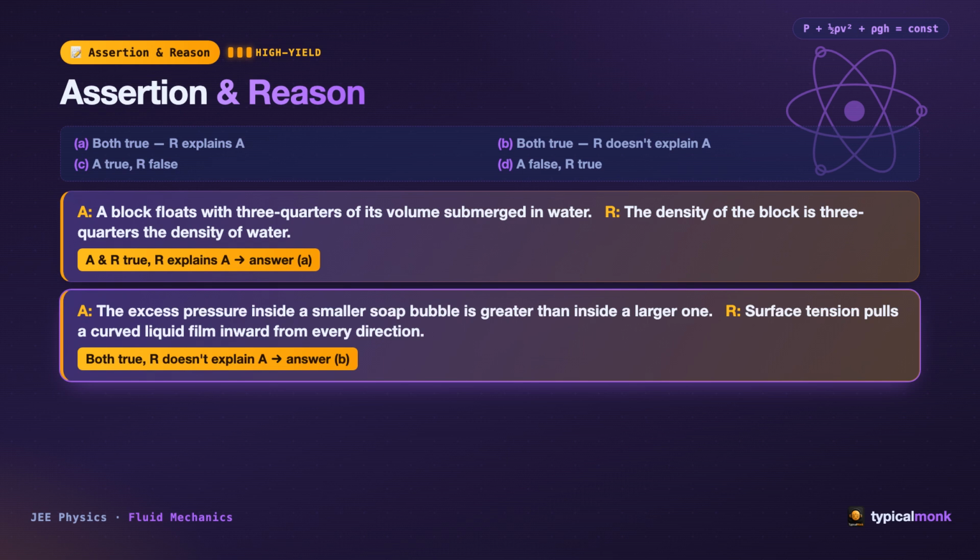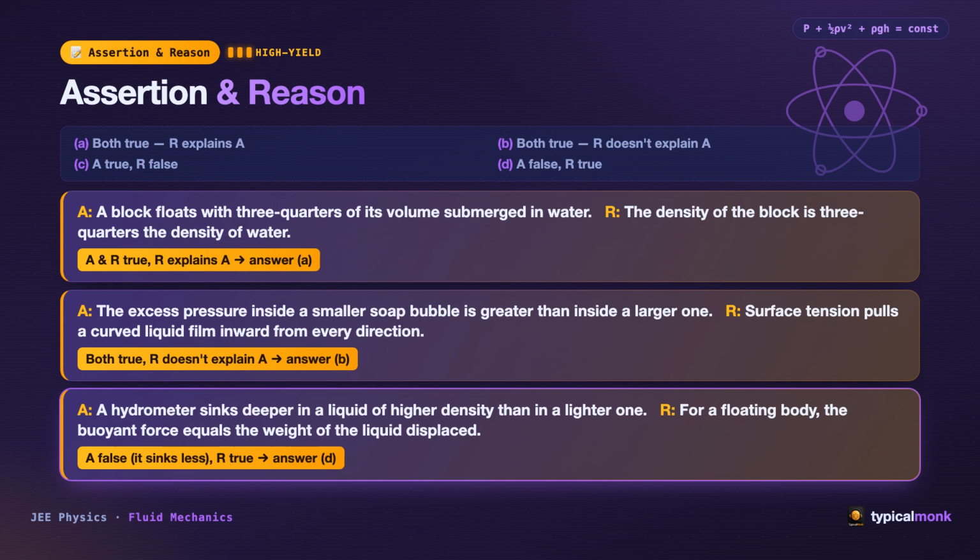Second one. Assertion: the excess pressure inside a smaller soap bubble is greater than inside a larger one. Reason: surface tension pulls a curved liquid film inward from every direction. Both statements are true. But pause. Does the reason explain the assertion? Not quite. The real reason the smaller bubble wins is that excess pressure varies as 1 over the radius, not merely that surface tension pulls inward, which is true of every bubble regardless of size. Both true, but the reason does not explain the assertion. Option B. This is the trap that catches John every time.